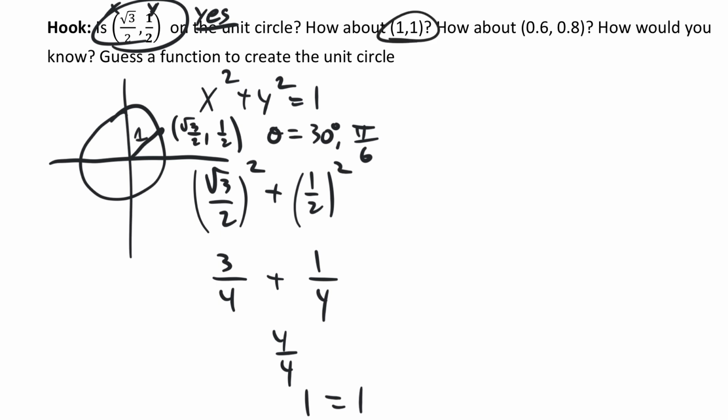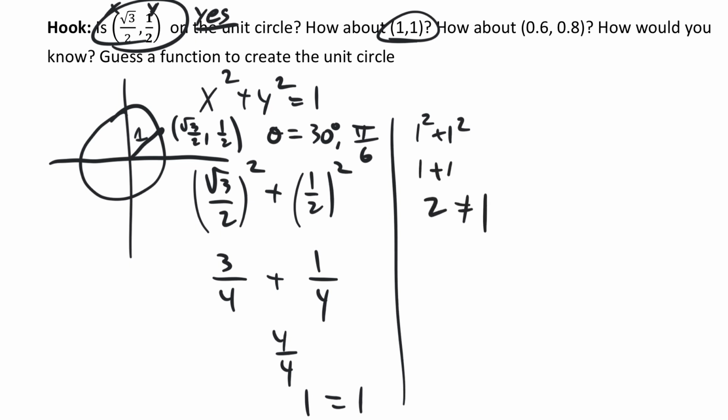For example, the point 1, 1. Is that on the unit circle? Well, we would take 1 squared plus 1 squared. That'd be 1 plus 1. That's 2. And that's not equal to 1. So this is clearly not on the unit circle.